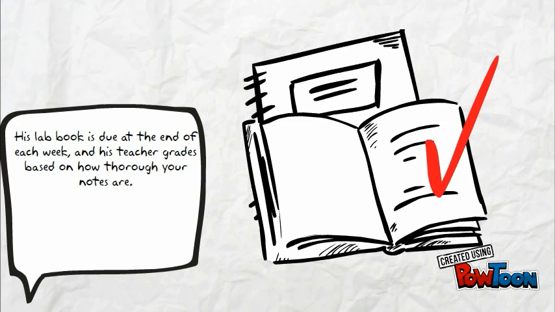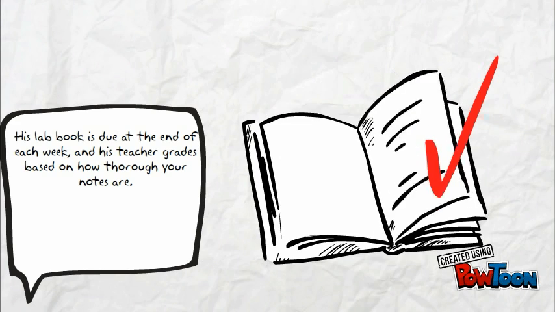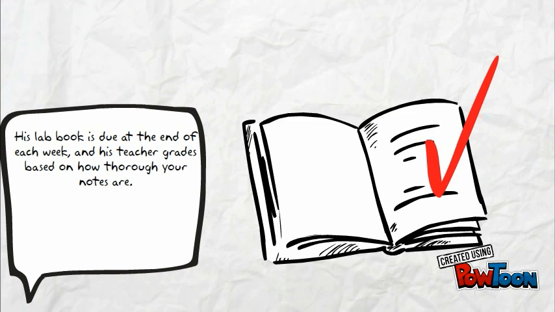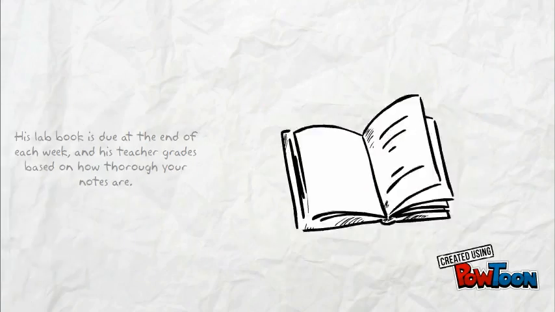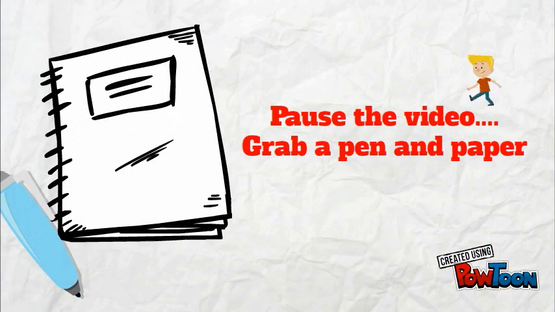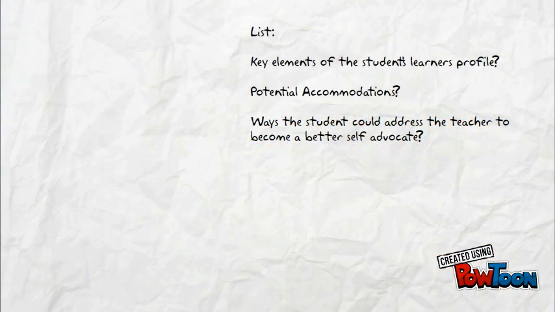Marcus' lab book is due at the end of each week, and his teacher grades based on how thorough his notes are. Moreover, the test comes from these experiences and the notes the students take. Now pause the video and grab pen and paper. List the key elements of the student learner's profile, the potential accommodations, and ways the student could address the teacher to become a better self-advocate.